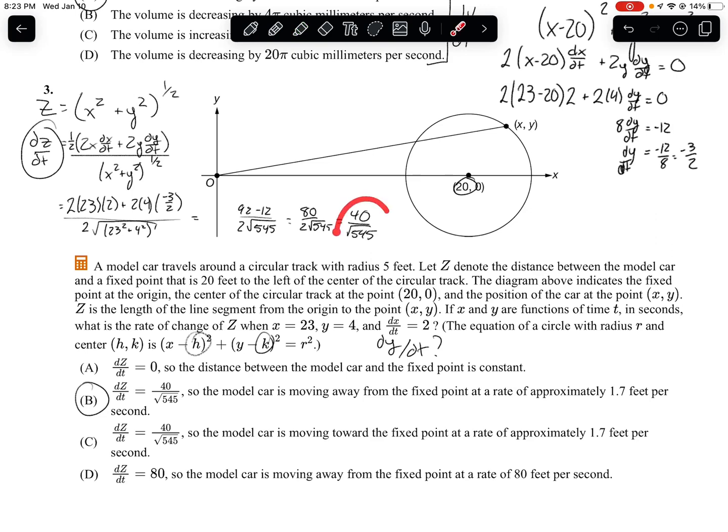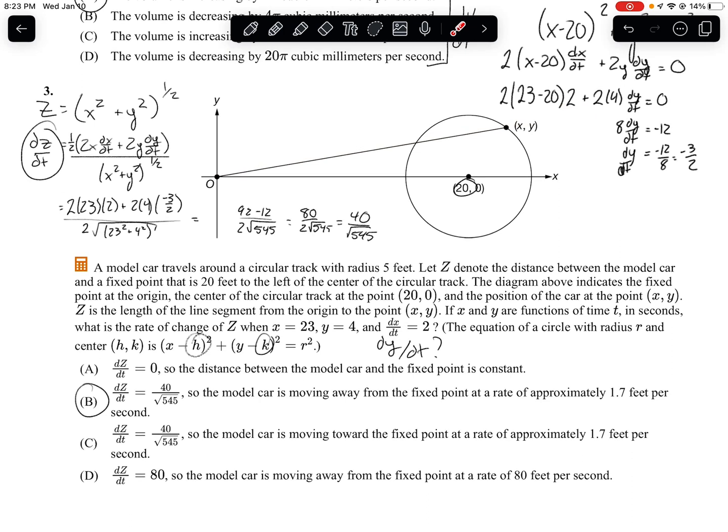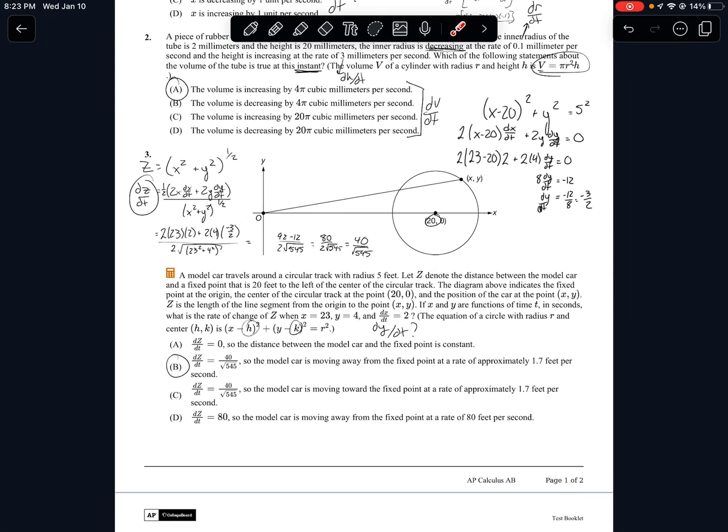We can analyze this just by thinking about whether this is positive or negative. This is positive, meaning my change in my distance is getting bigger. If I'm getting bigger, there's no way I can be going this way, because if I'm going this way, I'm getting closer to that point. If I'm going this way, I'm getting further. So I have to be moving further away at B.